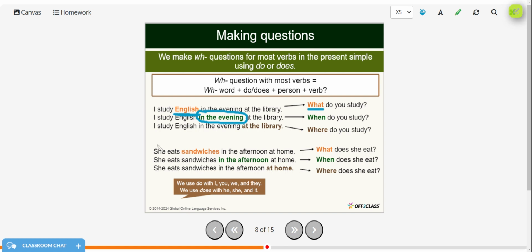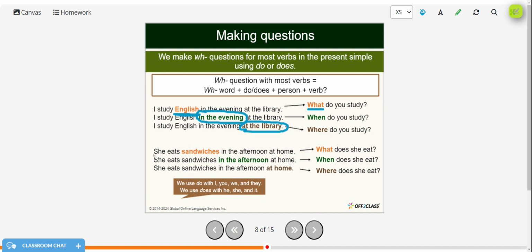Now, maybe we know that they study English in the evening, but we don't know where they study. We want to know where they study English in the evening. Then we would ask the where question. Where do you study?